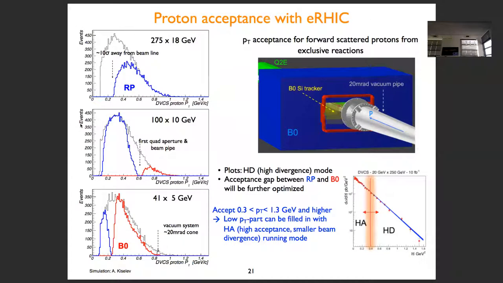I'm not going to bore you with this one. This is how we accomplish, with the different beam tunes, covering this wide range of the phase space we need for this DVCS. We call it different modes of high acceptance or high divergence. When you require luminosity, you can have a little bit larger divergence, but you put high luminosity, and it doesn't matter because you're not getting close to the beam since PT is high. The lower the PT, the closer you need to get to the beam, but the cross section is high, so you can afford lower luminosity, things like that. So you can optimize to accomplish this.